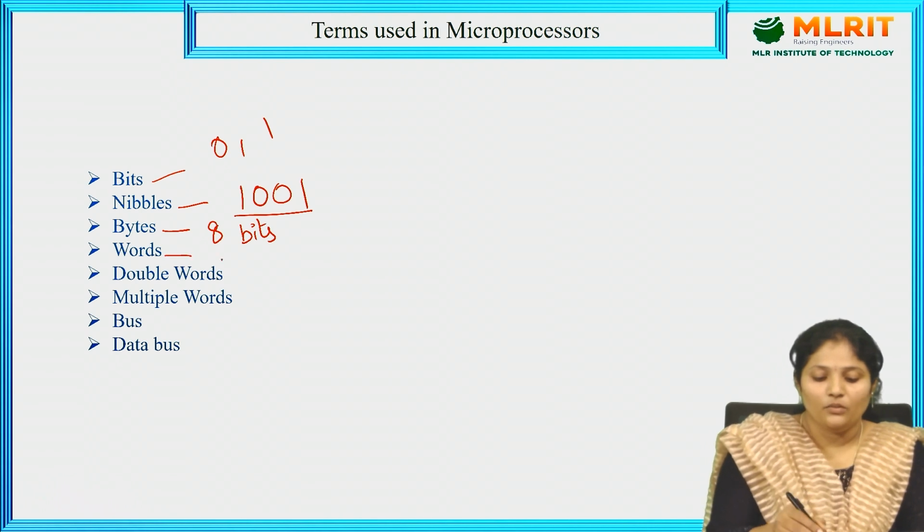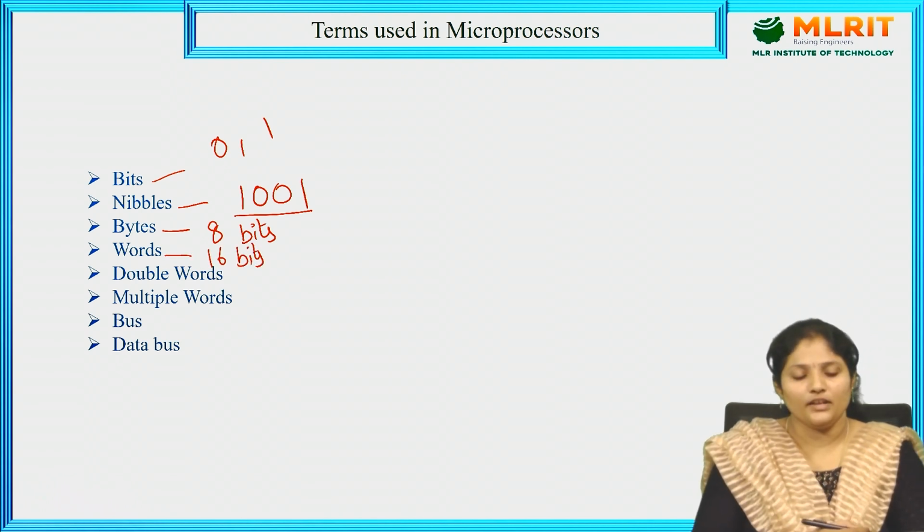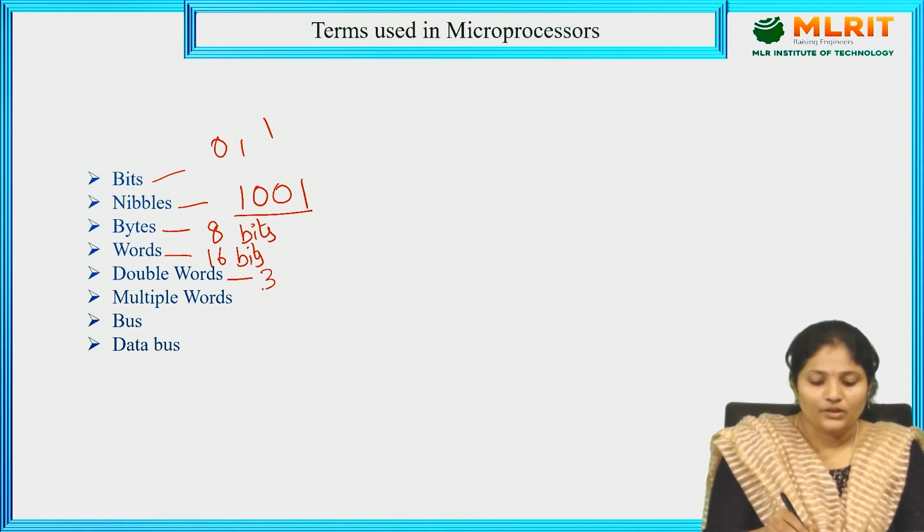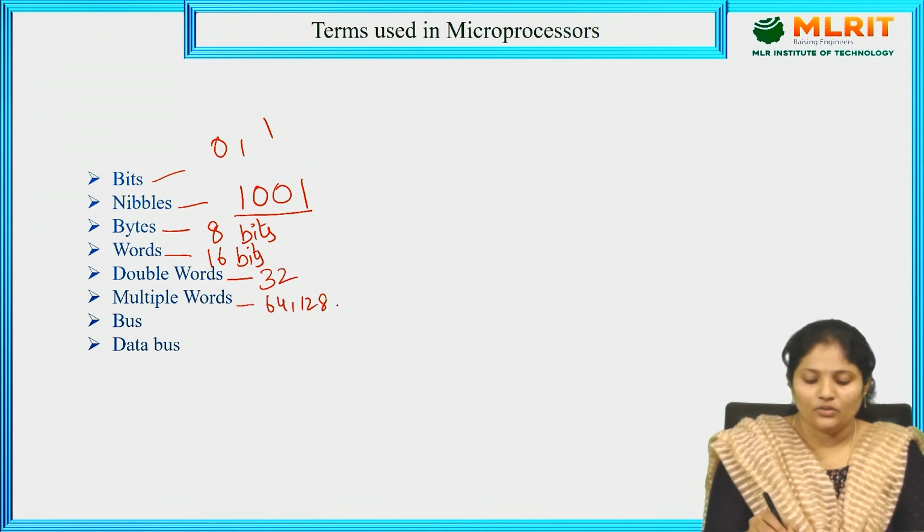What is a word? A word is a combination of 16 bits. Or you can say a word is a combination of 2 bytes, or a byte is a combination of 2 nibbles. So what is a double word? A double word is 32 bits. Multiple words like 64, 128, and so on.